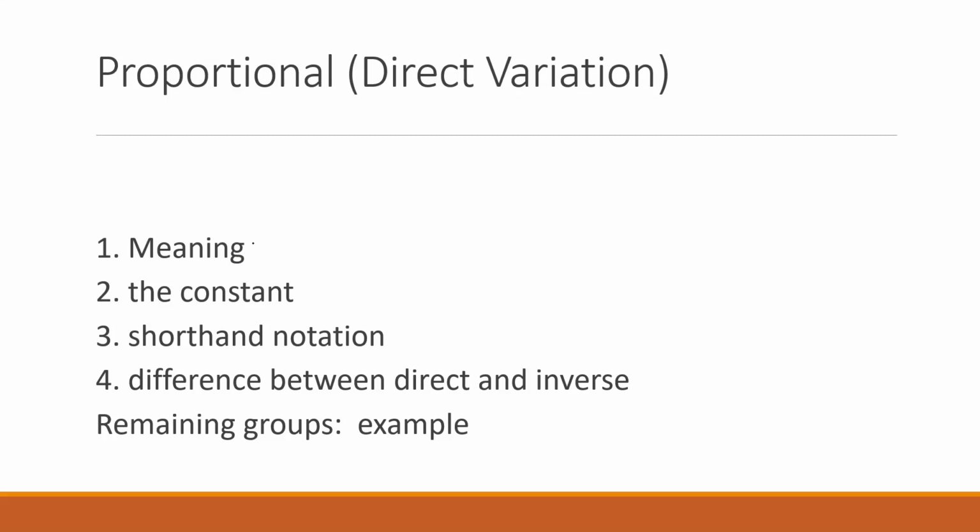So the idea or the meaning of two items that are proportional is that they have a multiplication relationship with one another. So let's say one item is a multiple of another. So the constant, that's what you multiply by, and it is often K.